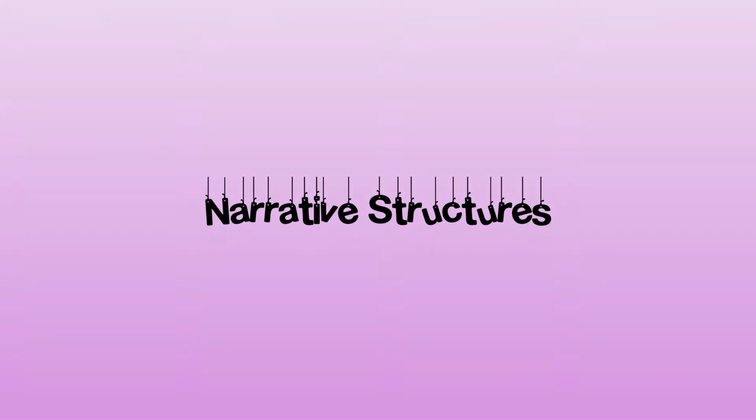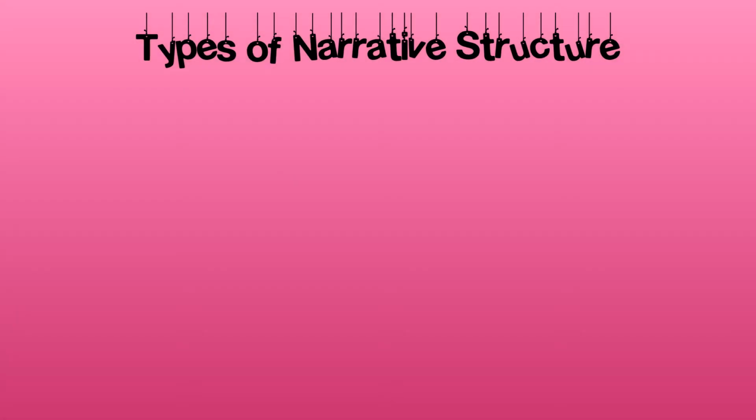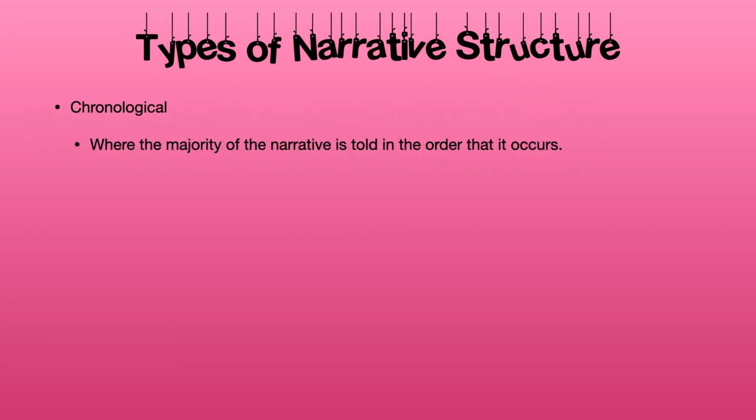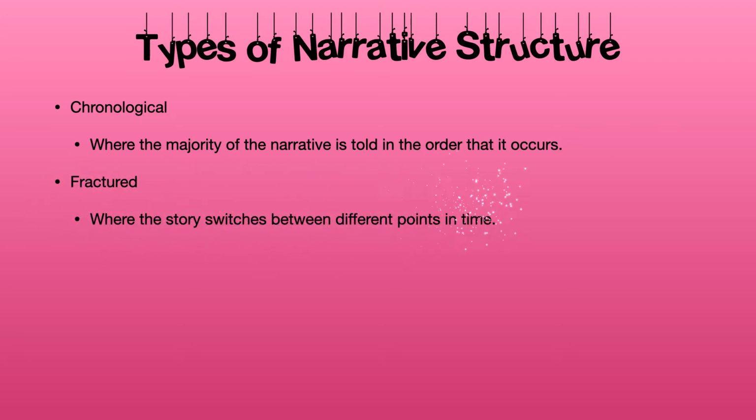Narrative structures then. So you've got different types of narrative structure. You've got a chronological one, and that's where the majority of the narrative is told in the order that it occurs, and that's where you follow the narrative arc, as it were. You could have a fractured narrative structure where the story switches between different points in time.